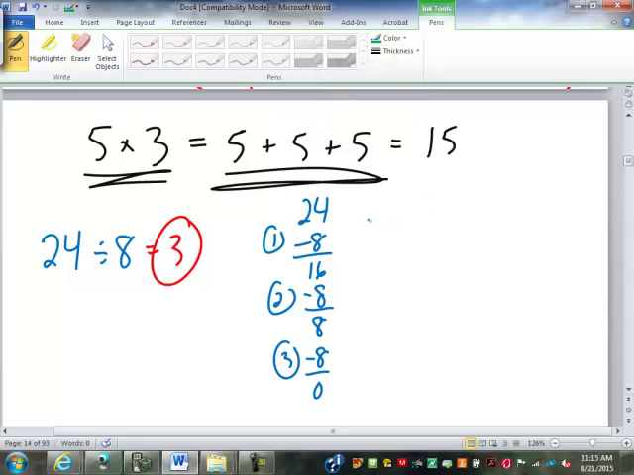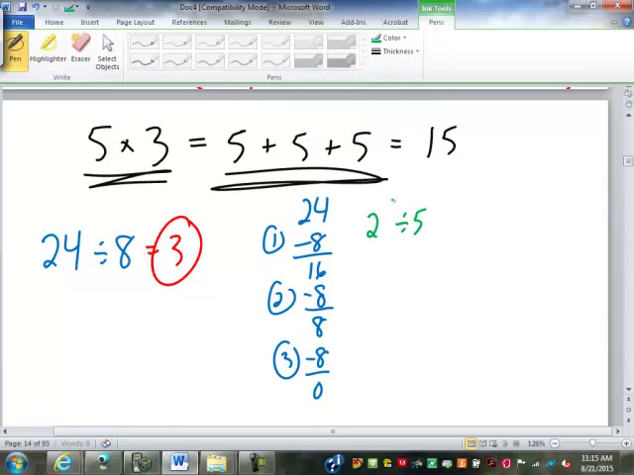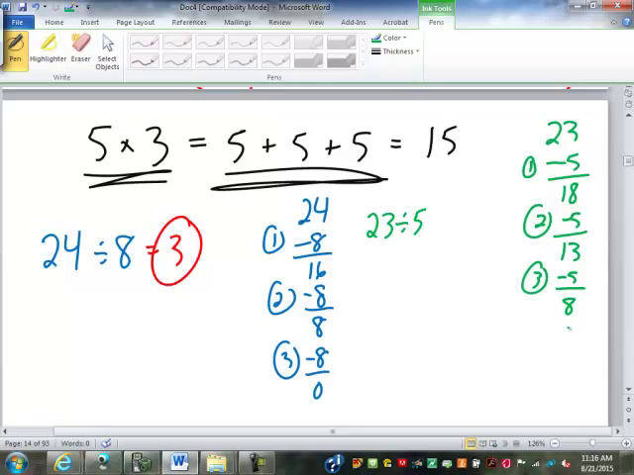Let's say we have 24 divided by 5. Actually, I want to change this. Let's do 23 divided by 5. Just make it a little easier. So 23, subtract 5 is 18. That's once. Subtract another 5. 13, that's twice. Subtract it again. It's 8, that's 3 times. Can we subtract it again? Yep. Subtract another 5, we're at 3, that's 4 times. Can I subtract it again? No. So we can subtract 5 from 23 4 times with 3 left over. So 4 with a remainder of 3.